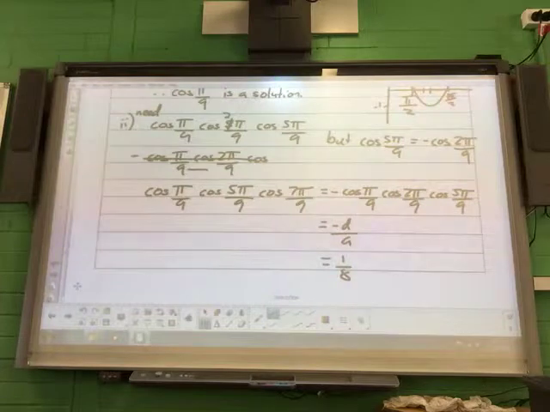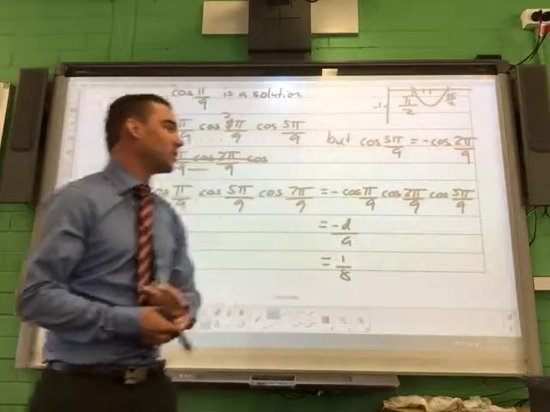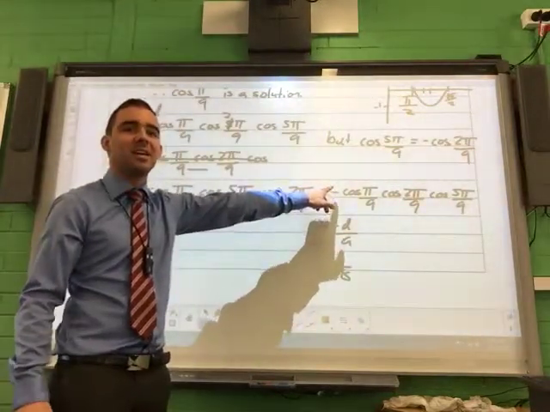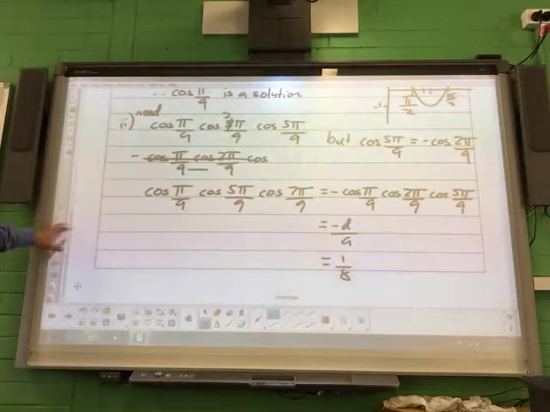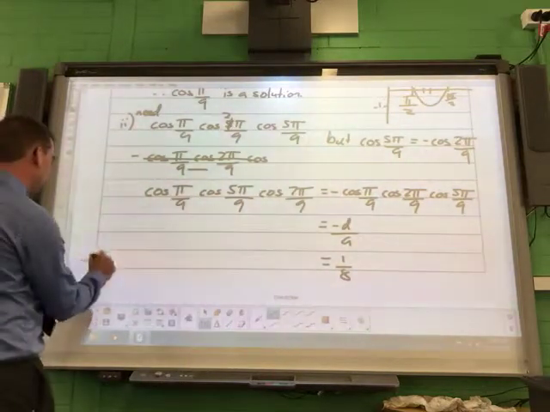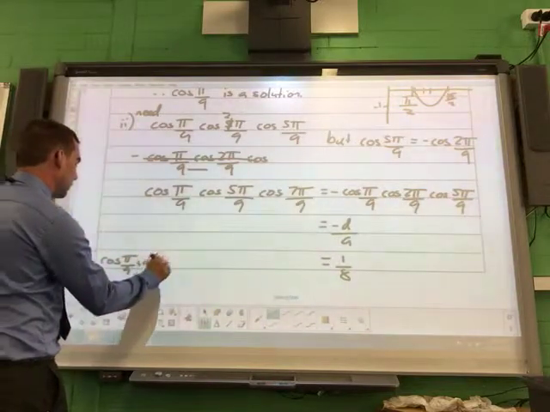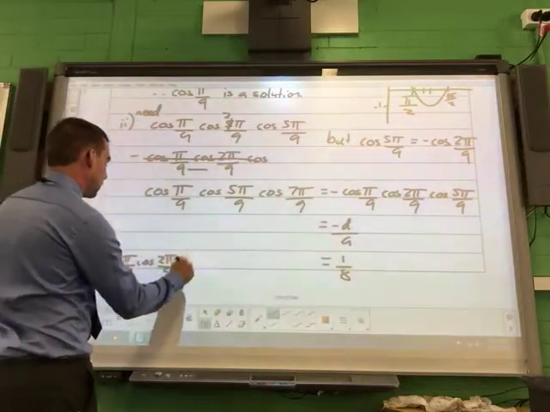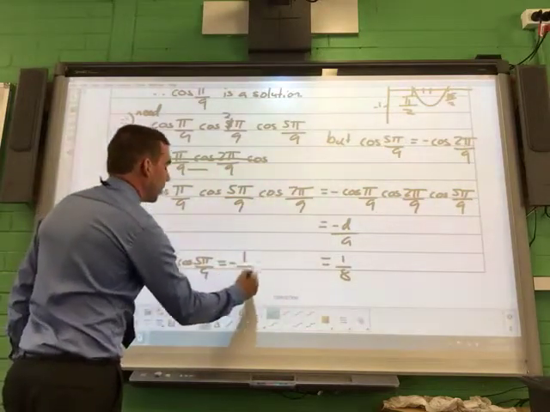So are we done? Not technically, because it did ask you for cos pi on 9, cos 2 pi on 9, and cos 5 pi on 9. I've got the negative of that, plus the negative. So it's going to equal negative 1 over 8. Okay? So therefore, cos of pi on 9, cos of 2 pi on 9, cos of 5 pi on 9 is equal to negative 1 over 8.